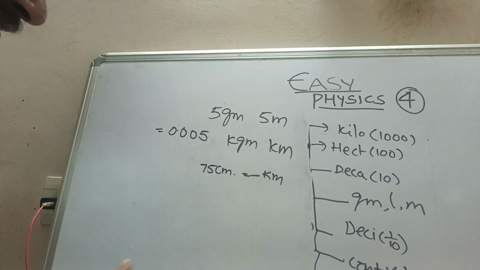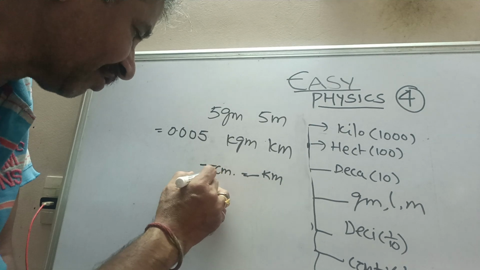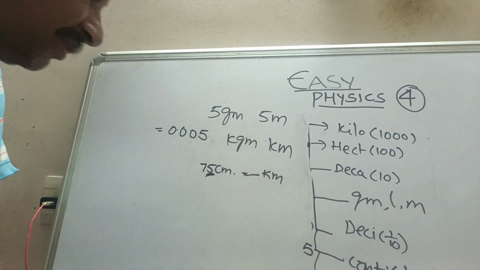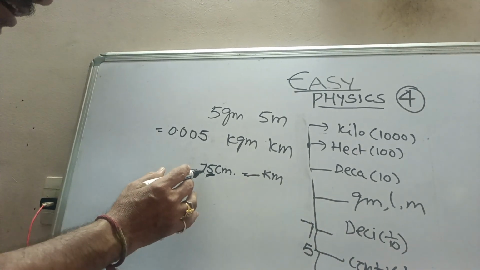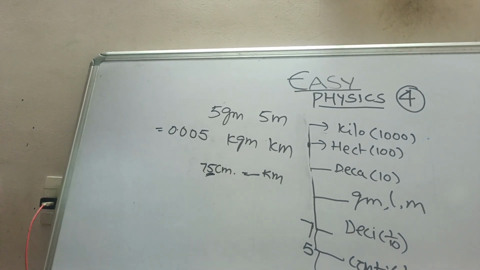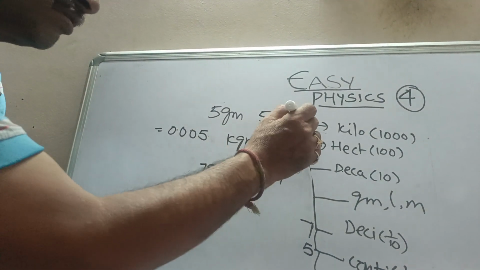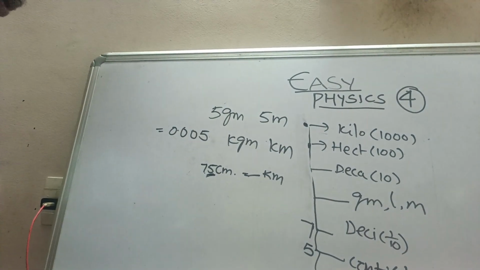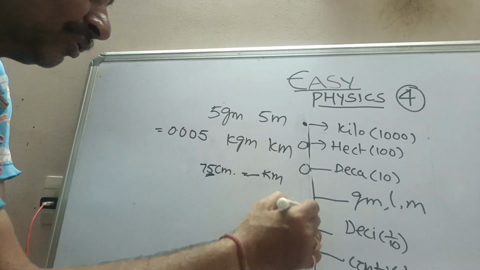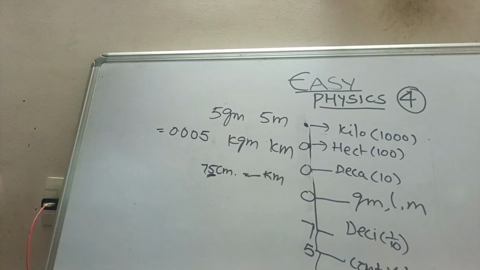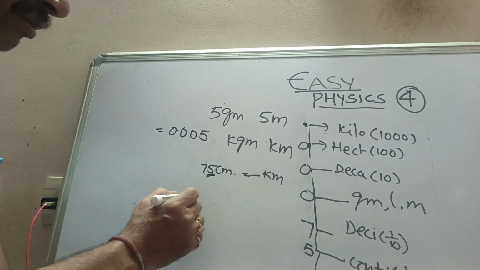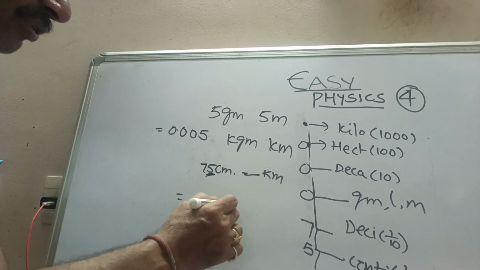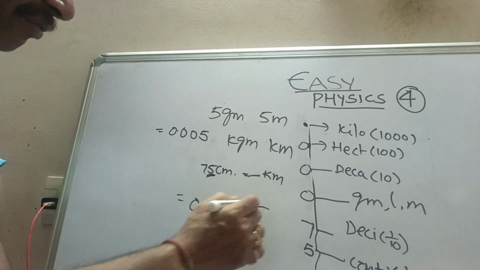So 75 centimeters means this is the first unit 5, so keep it at centimeter. 7 has to be kept at the decimeter because it is the increasing value. Now you have to convert to kilometer, so keep the kilo decimal 0, 0, 0. Already 7 is there, so you are not supposed to keep a 0 there. If 7 is not there, you have to keep 0, 7, 5. So now it is 0.00075 kilometers.